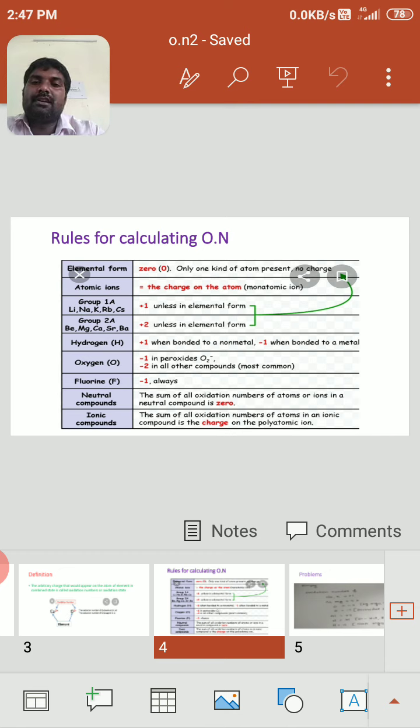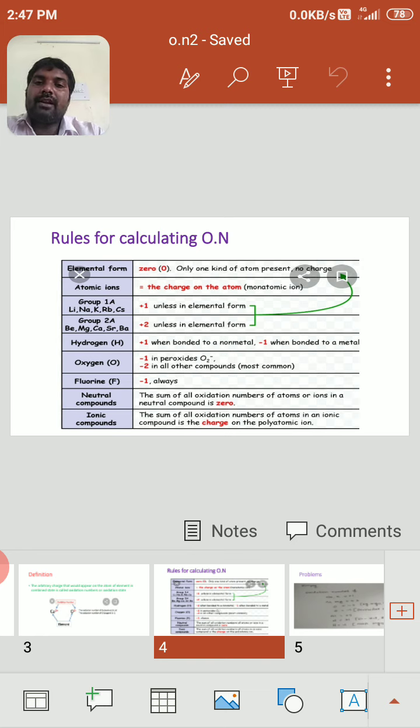Next rule, for example, atomic ions. For atomic ions, the oxidation number is equal to the charge on that atom. For example, atomic ion means Ca2+. This is the atomic ion, the plus indicates the ion. That +2 indicates the oxidation number. Hence for atomic ions the oxidation number is equal to the charge on the atom. Whatever charge is on the atom, that is the oxidation number.